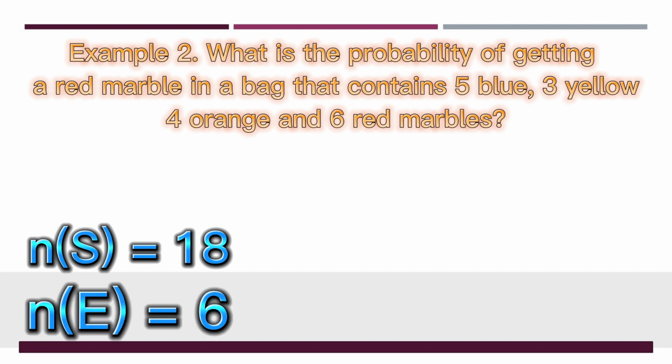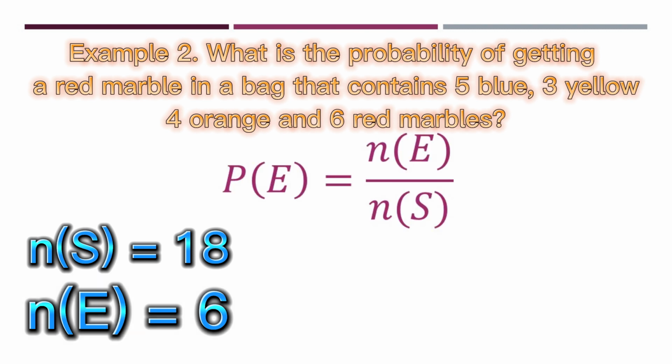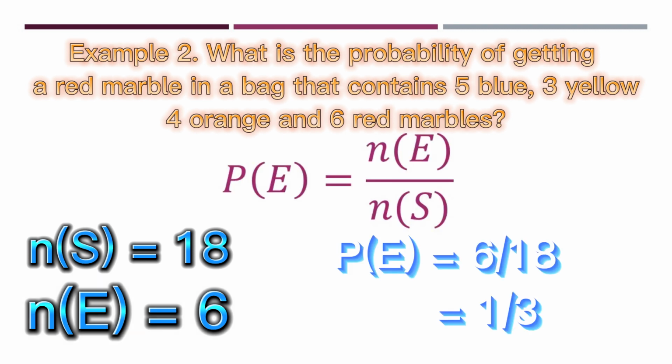We can now solve for the probability of the said event using the formula. The probability of an event, P of E, is equal to N of E divided by N of S. That is 6 divided by 18, and that would be equal to 1/3 when reduced to lowest terms.